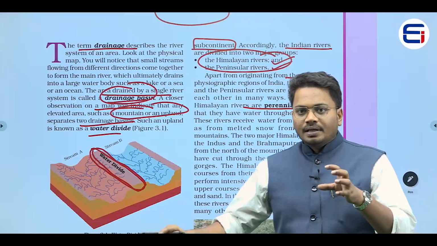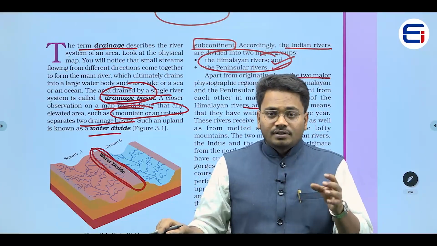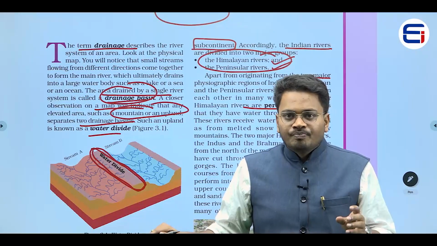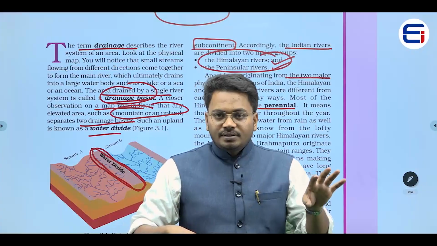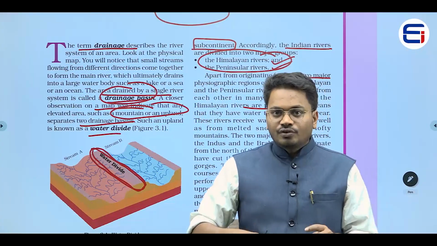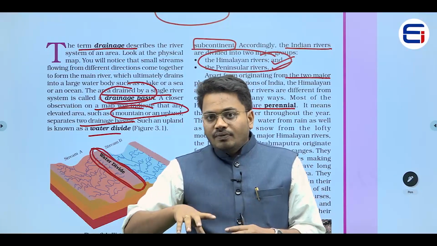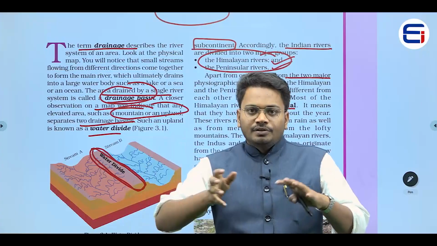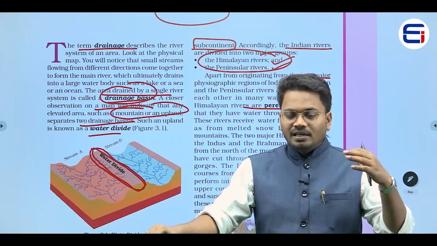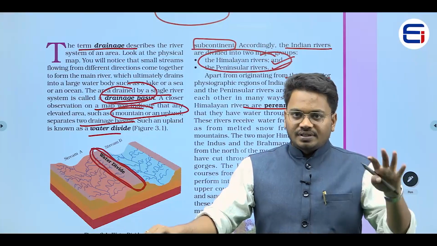So what is meant by the perennial river? Perennial river is nothing but that river which flows continuously throughout the year, right. So basically we are dividing Himalayan rivers and peninsular rivers on the basis of the physiographical feature, right. If you see the Himalayan rivers, those Himalayan rivers originate from Himalayan mountains, and peninsular rivers originate in the peninsular plateau, right.